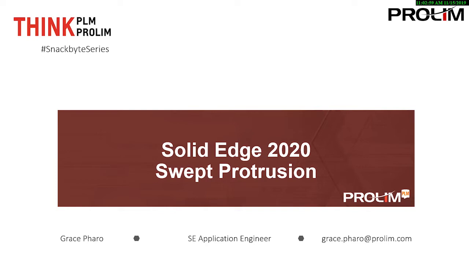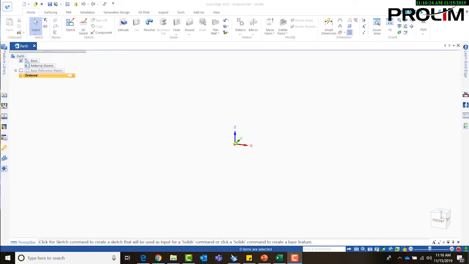Today we're going to be talking about swept protrusion in Solid Edge 2020. We're also going to be looking at the key point curve command. So for swept protrusion, I just open up a new part file, and what we're actually going to create the swept protrusion path with is something called a key point curve.